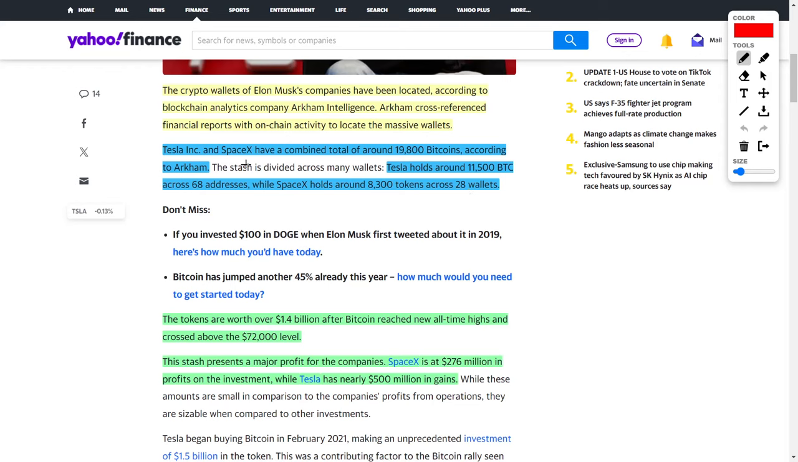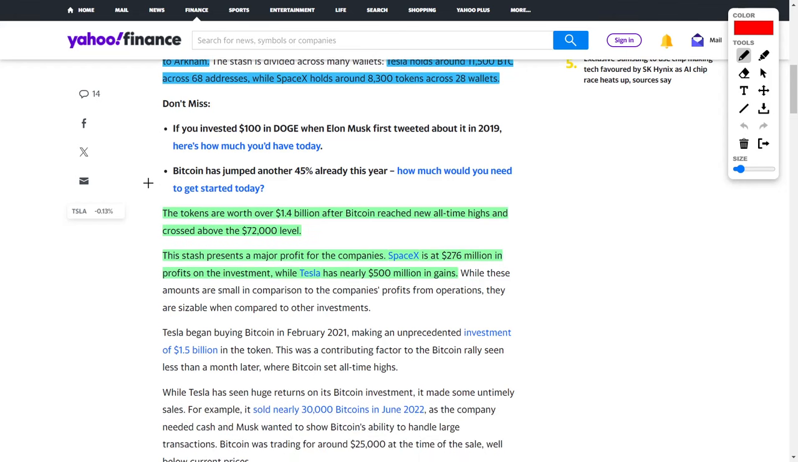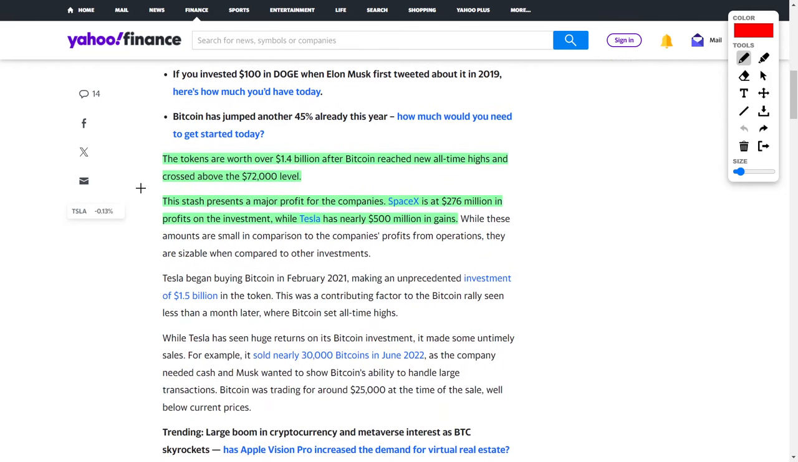That means Tesla and SpaceX combined have a total of around 19,800 Bitcoins. Based upon the new record high of Bitcoin of over $72,000, these tokens would be worth around $1.4 billion in total. SpaceX specifically has around $276 million worth of profit based on their initial investment, while Tesla has nearly $500 million worth of gains from their cryptocurrency investment.